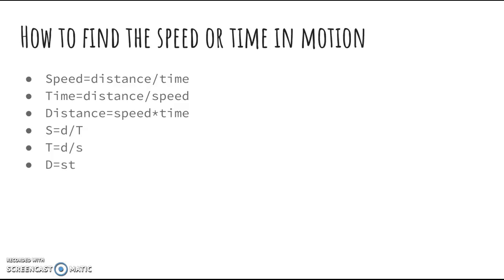The equations to help find speed or time in motion are: speed equals distance divided by time, time equals distance divided by speed, and distance equals speed times time.